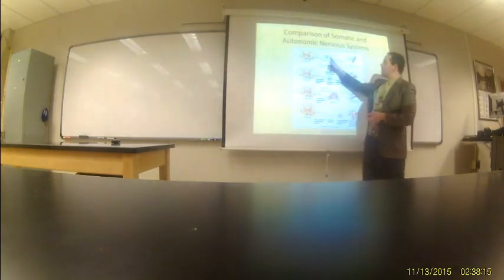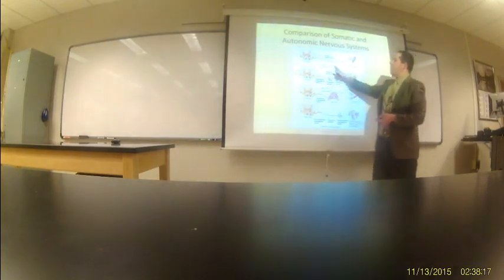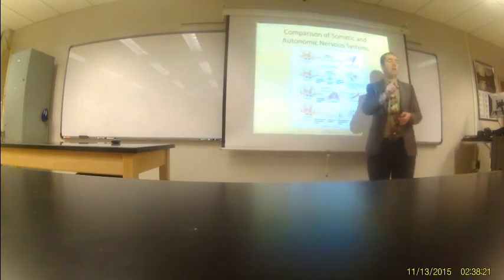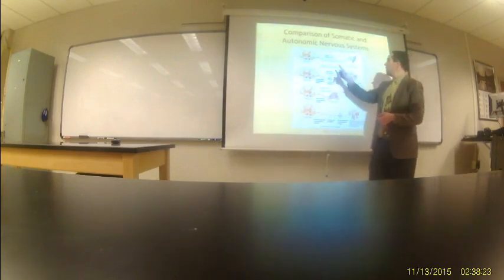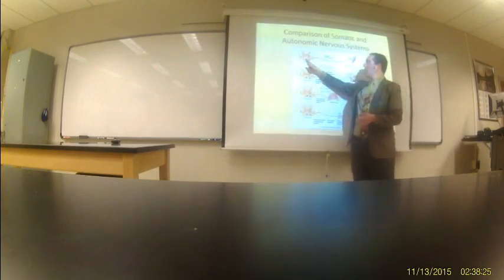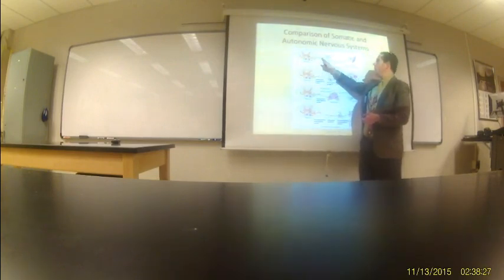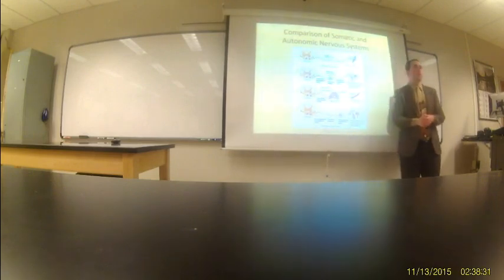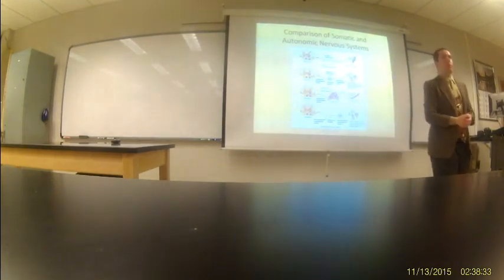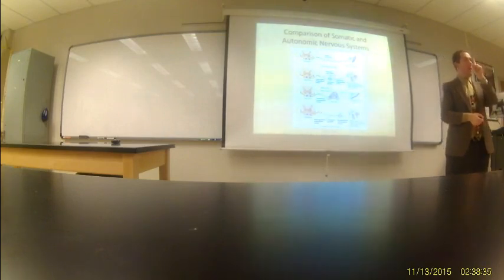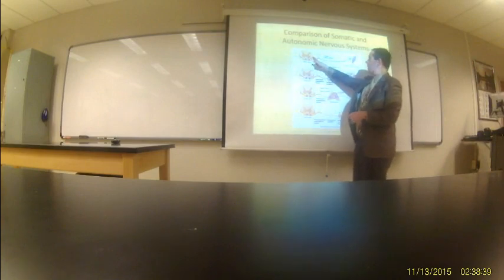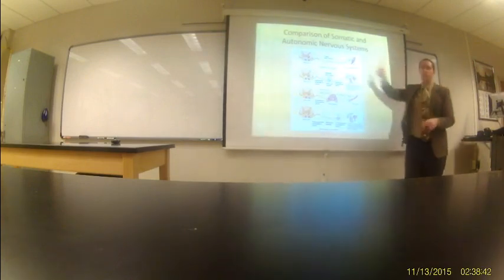So this is an example of the somatic nervous system. Not the autonomic, the somatic nervous system. Here we have a spinal nerve coming out of the spinal cord. It goes all the way down and connects to the effector, which in this case is a skeletal muscle. So there is one neuron, one nerve, that goes all the way from here to the effector.